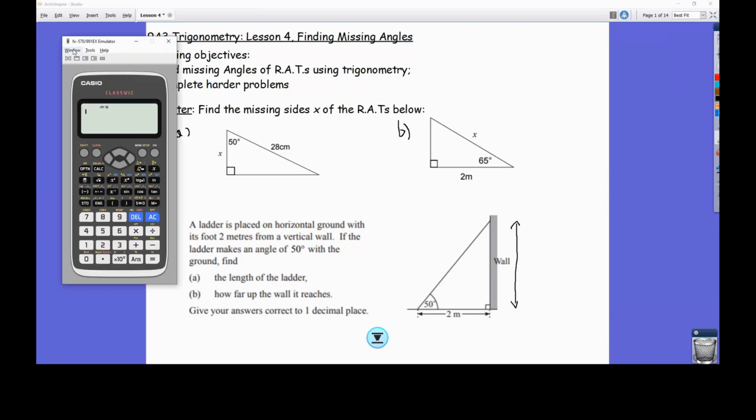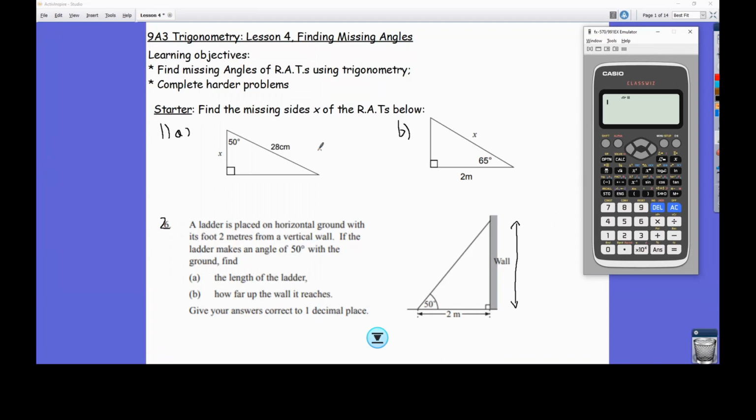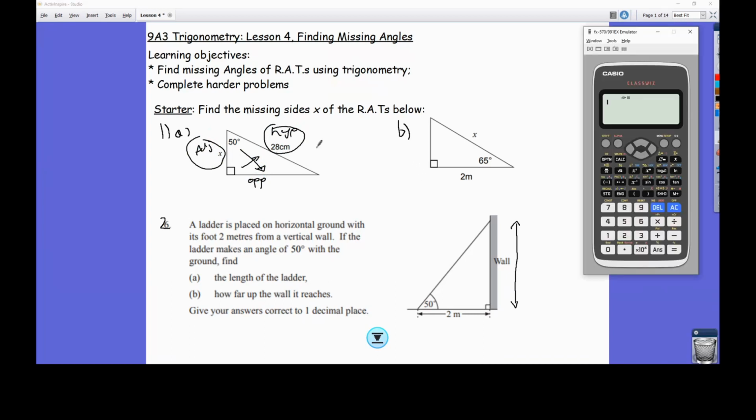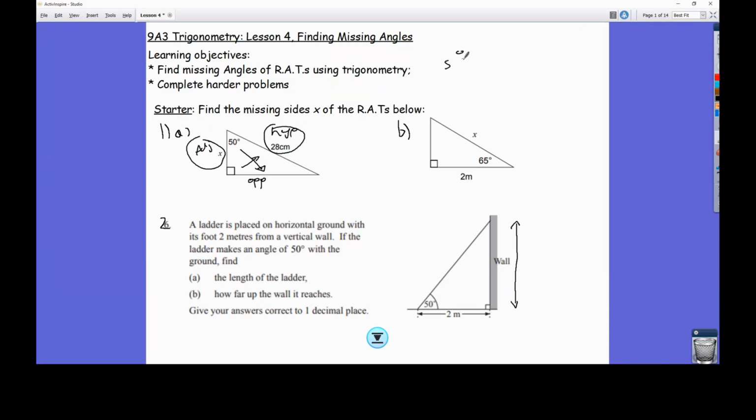Okay, so let's go through the answers. So for question 1, again, less is more. Let's think about labeling the triangle. So we have the hypotenuse, 28, opposite the right angle. The opposite, and then the adjacent is x. So we want to find the adjacent. We have the hypotenuse. So, we've done our labeling. Let's think about the equations. Well, our equations are Sohcahtoa.